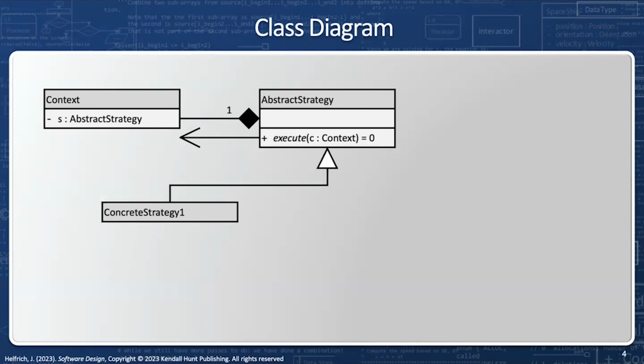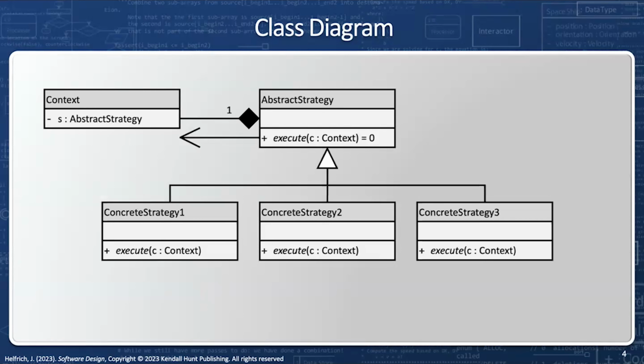Now we're going to have a concrete strategy one that's going to implement our abstract strategy, and it's going to have its own version of the execute method. And then we're going to have several other of these as well. Now the context will then perform some action, and this action will then utilize S, which is our abstract strategy, which will execute S.execute. And S.execute will execute one of the concrete strategies.